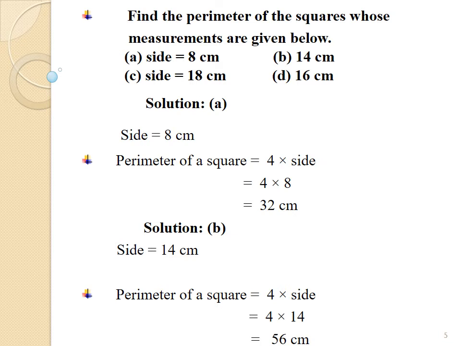Sum A. Side is given 8 centimeters. Thus, perimeter of a square equals 4 into side equals 4 into 8 equals 32 centimeters. Thus, perimeter of a square is 32 centimeters. Now, sum B. Side is given 14 centimeters. Thus, perimeter of a square equals 4 multiplied by side equals 4 multiplied by 14 equals 56 centimeters. Thus, perimeter of a square is 56 centimeters.